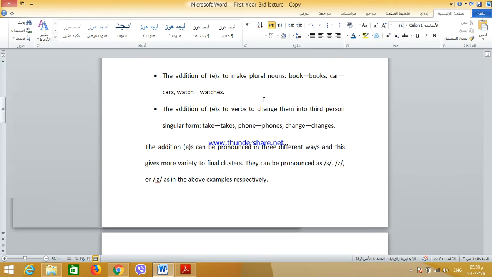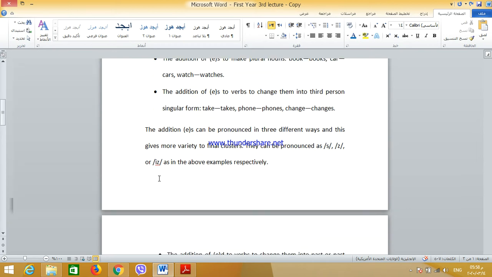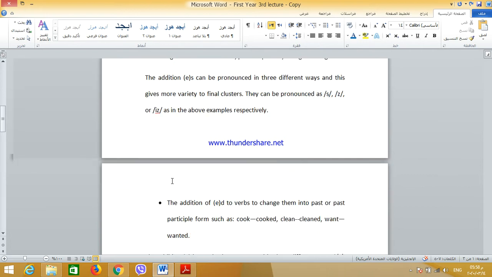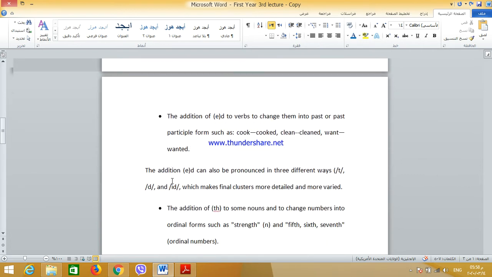So for example, with book, we add the s and we pronounce it se, books. With cars, we add the s and we pronounce it as ze, cars. With watch, we add the es and pronounce it iz. This also gives more variety to the clusters that we can find in final position.